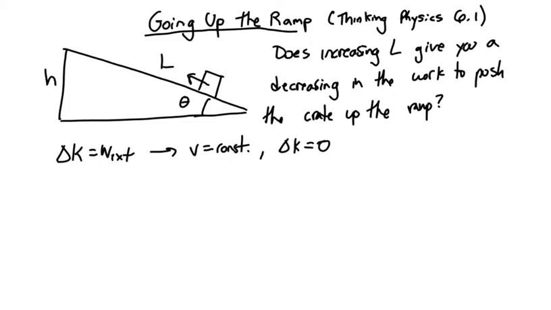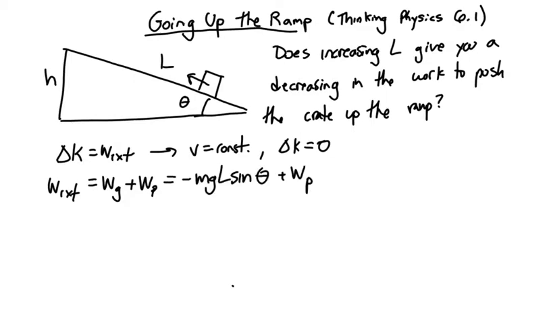But the external work is made up of two different components: the work due to gravity and the work due to the push. This is the work that it takes me to push the crate up the ramp. That's the thing we want to see if it gets smaller. Well, the book tells you how to rewrite these in terms of the variables in the problem. The work due to gravity is negative mgL sine theta. It's negative because the work of gravity is preventing you from moving the block up the ramp.